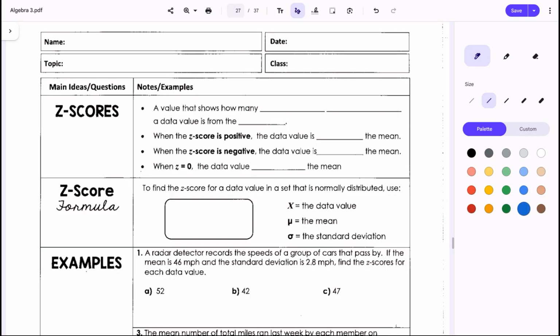All right, today we're going to talk about something called a z-score, and I'm going to go over what that means, okay? But let's review a little bit of what we talked about in the past section. We've gone over how to find your mean, your median, your mode. We've talked about how to find standard deviations, variance, and all that stuff, okay? And so what z-scores are, it's a value that shows how many of those standard deviations a data value is from the mean.